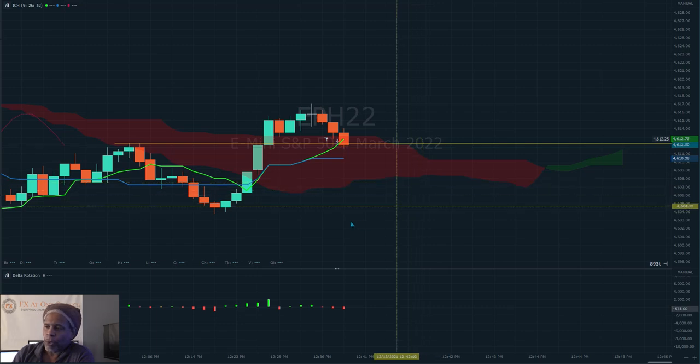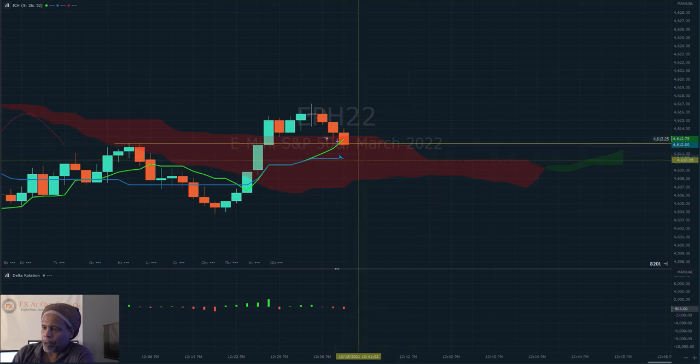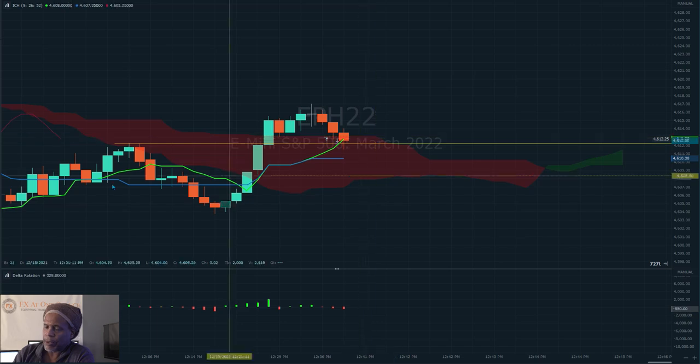All right, guys, so we're going to be looking for a bounce on this level here. We want to see the market break this point right here to get into the market. All right, so that's the cloud level at 46.13, right? That's where we're going to look to buy this market.